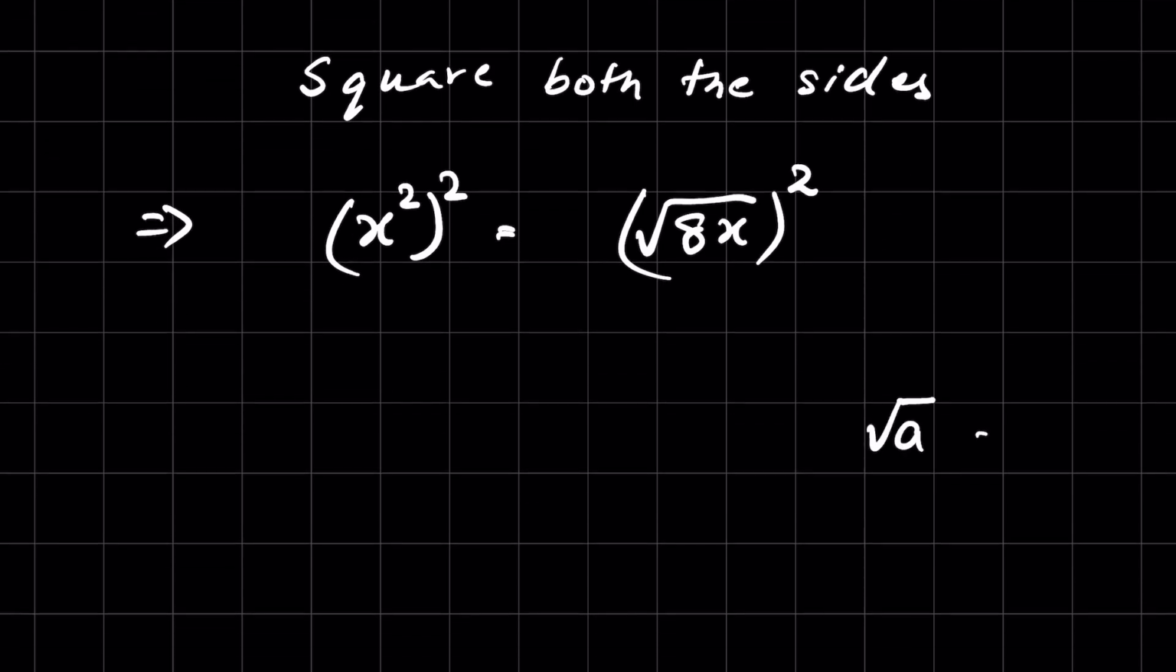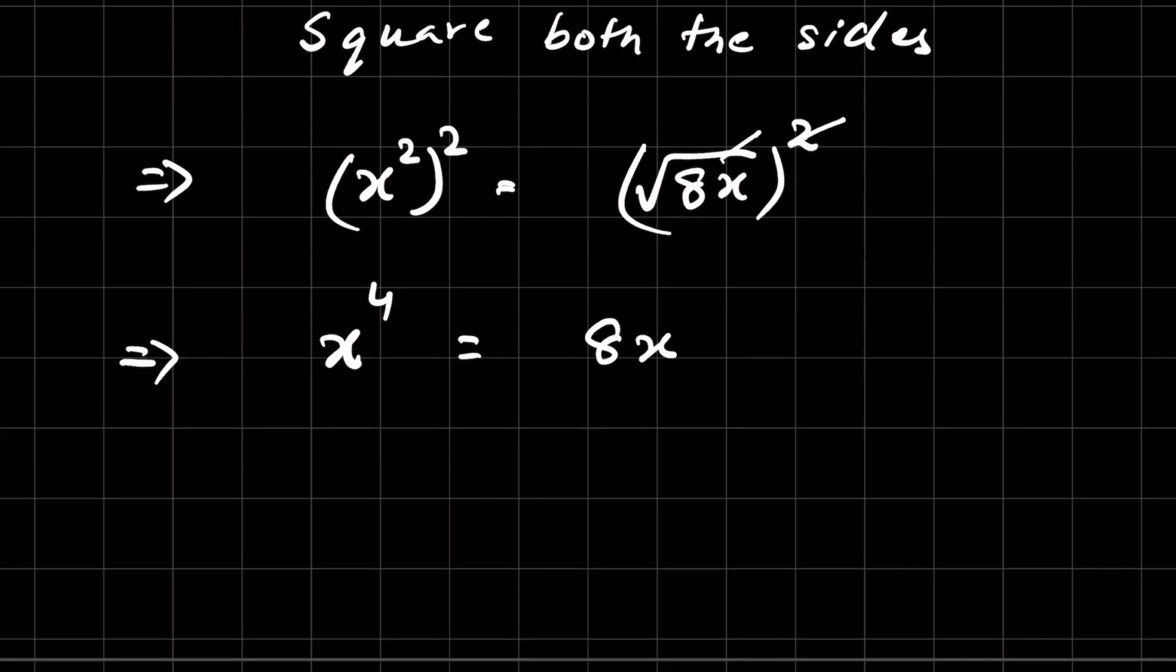When a under square root, it means a is raised to the power of 1 upon 2. When we square it, it means a raised to the power 1 upon 2 times 2. Then this 2 and this 2 gets cancelled. So to remove the square root, we square the number. So here we can remove the square root with this square, and this side we have x raised to the power 4 is equal to 8x.